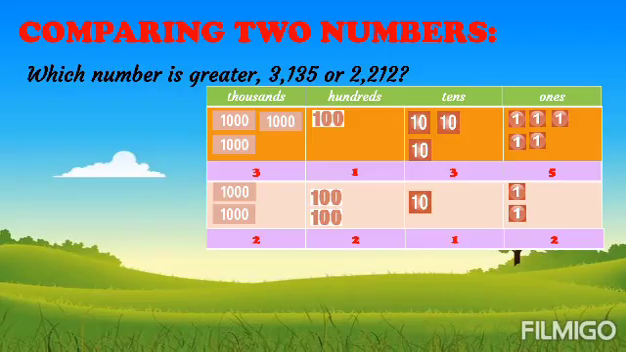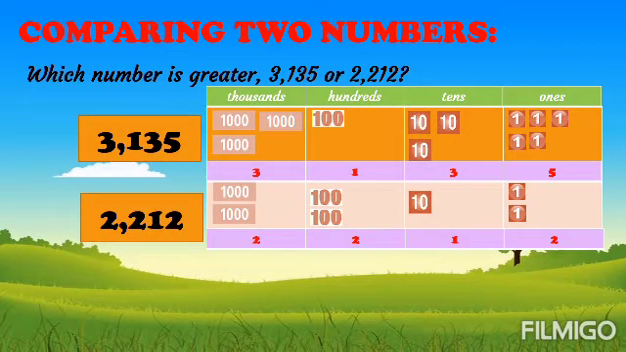So class, in this lesson now, we discuss comparing two numbers. Let us learn how to compare two numbers. I have here pictures of numbers. So let us know the two numbers. The two numbers are 3,135. We have also another one, 2,212.